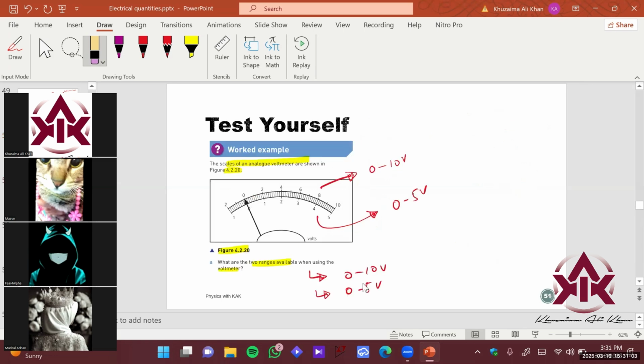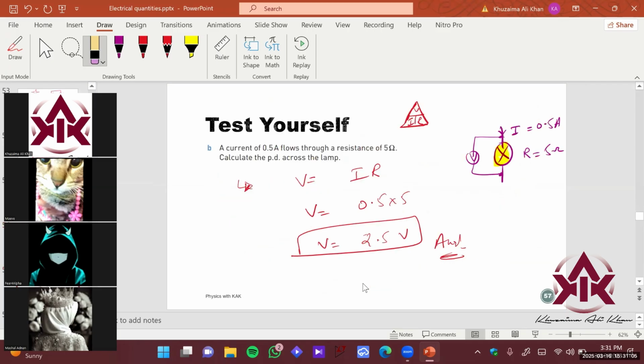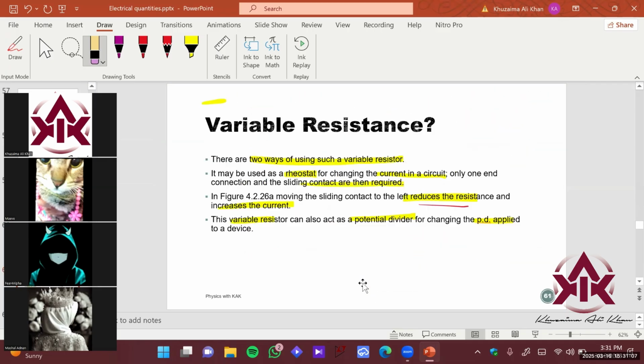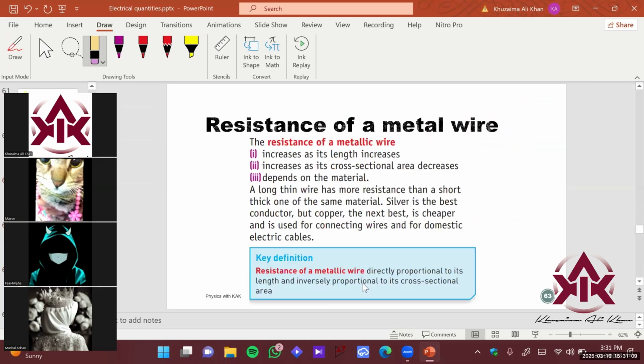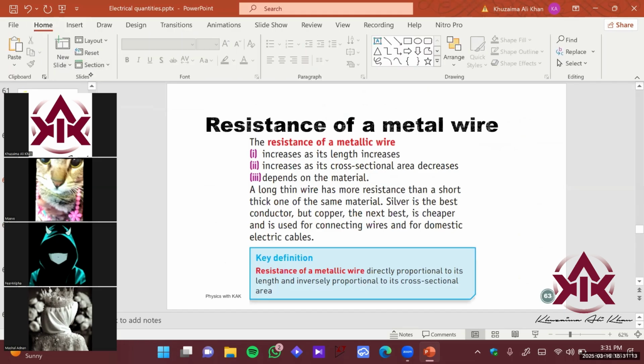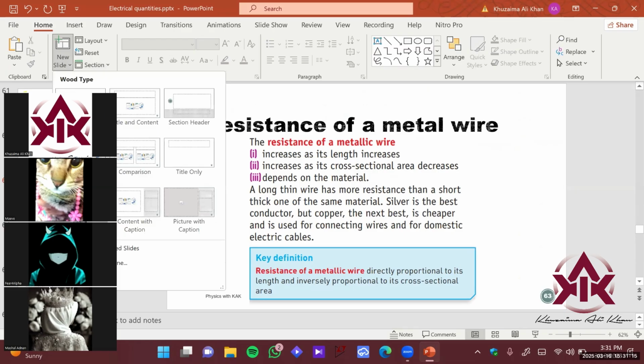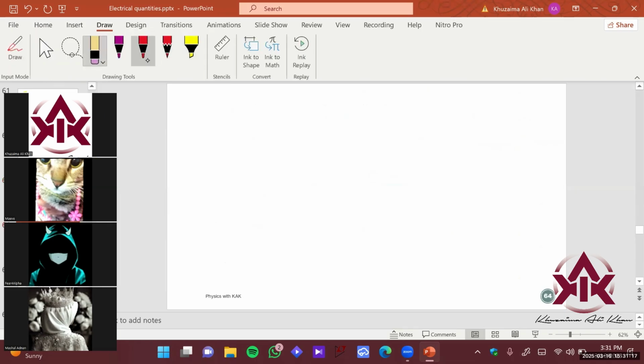Now let's say I have a metal rod. How would the resistance of the metal rod vary depending upon its dimensions, right? So I have this, right? I have a metal rod here.